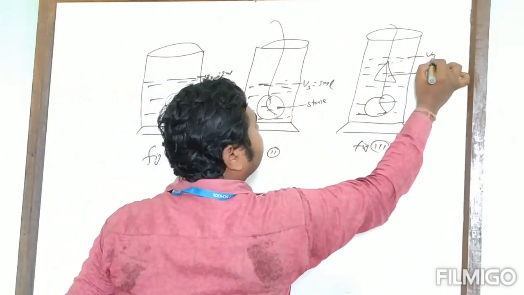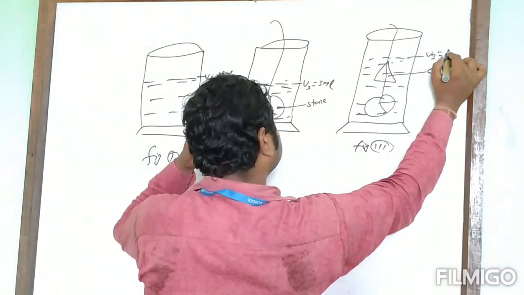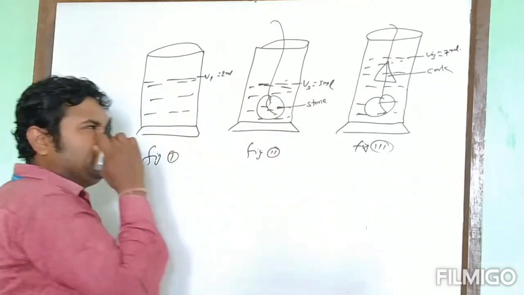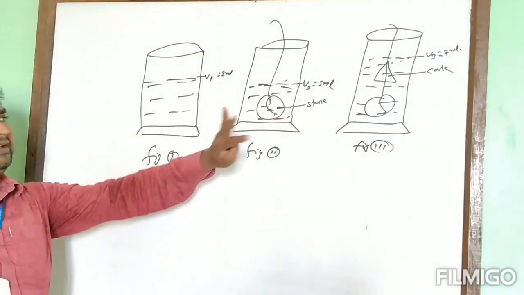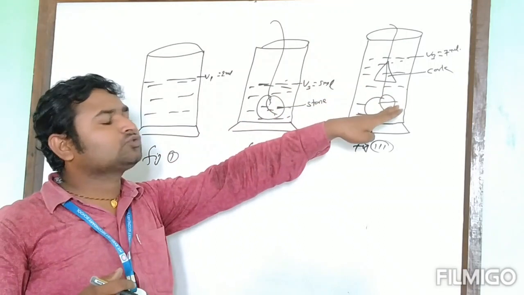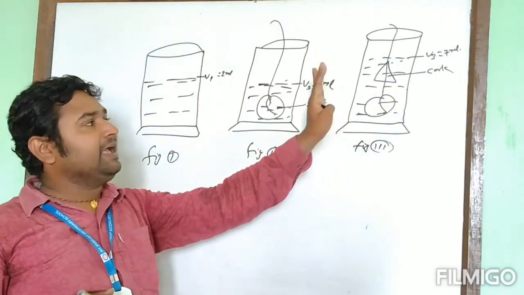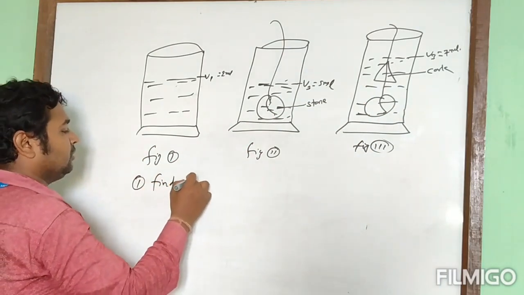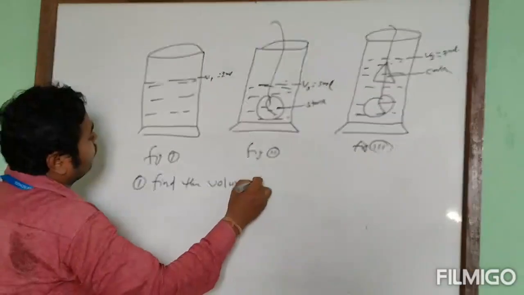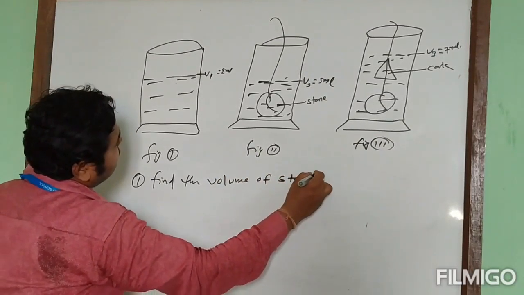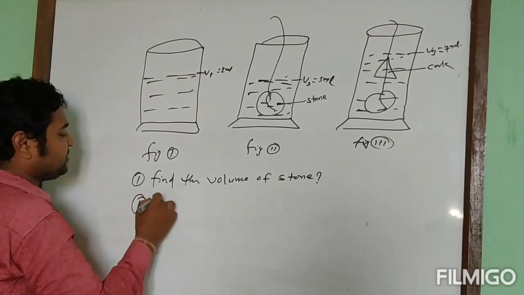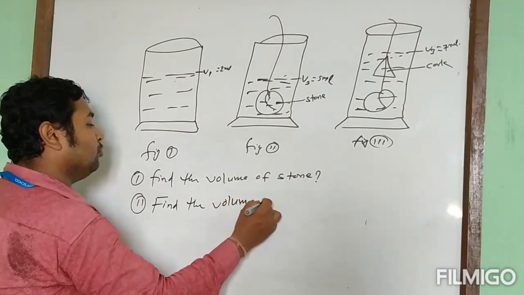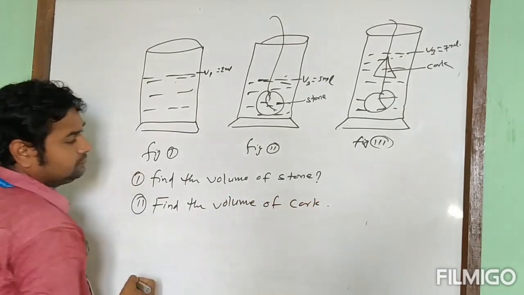Its level V3 became what? Suppose it became 7 ml. Now we can easily calculate the volume of what? Cork also and stones also. Yes. In this case, you can find the volume of stone. And the next question is to find the volume of cork.